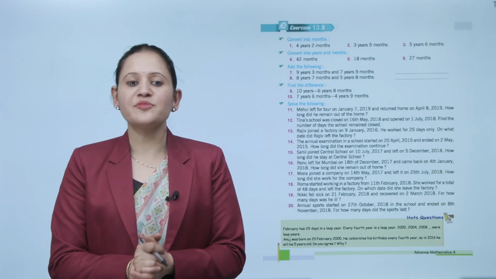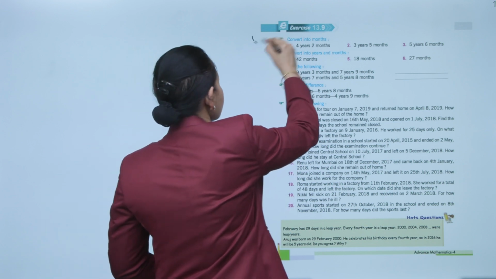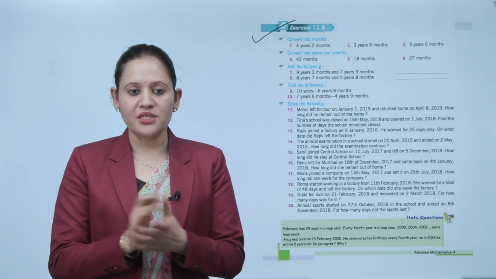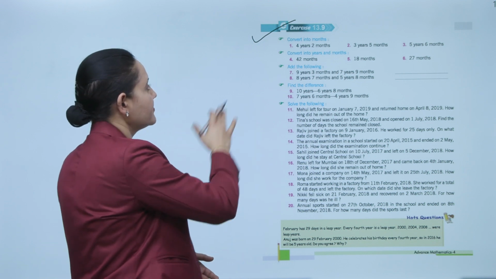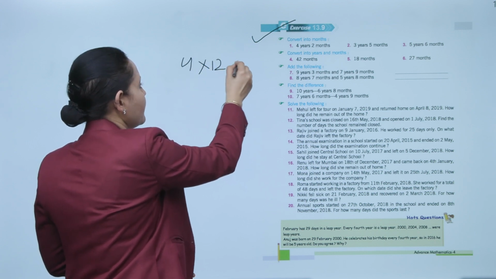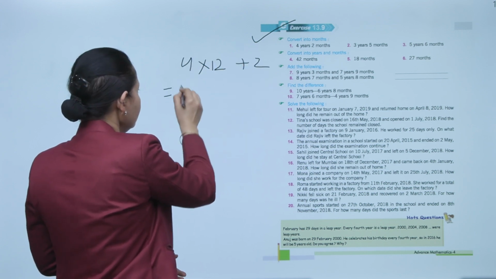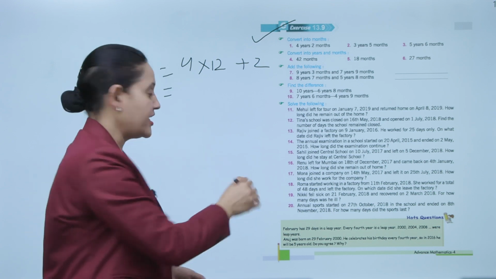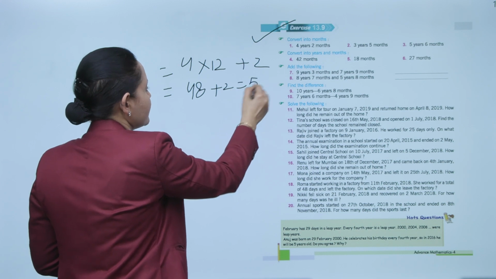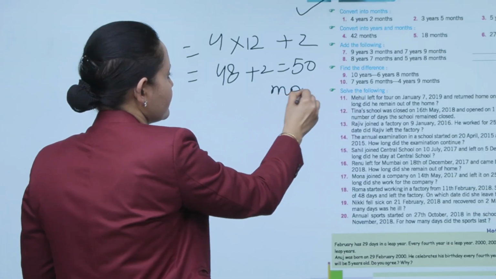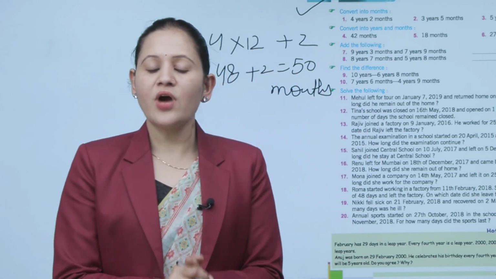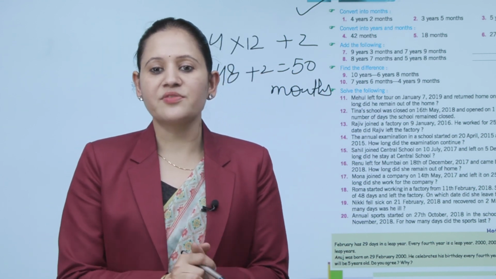Next is exercise 13.9. Convert into months. 4 years, 2 months. So, in 1 year, there are 12 months. So, 4 years, 4 into 12 plus 2. Total 48 plus 2 means 50 months. Clear? So, you have to practice all the questions of this exercise.